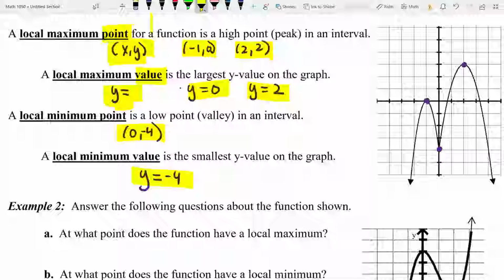Yes, honey? On the local maximum value, wouldn't it be y equals 3? It is 3. Thank you. I put 2. Thank you so much for that correction. I don't get weird when people correct me. I actually love it when people correct me, because number one, that means you understand, and number two, it means you're paying attention. So it's perfect. So thank you, honey.